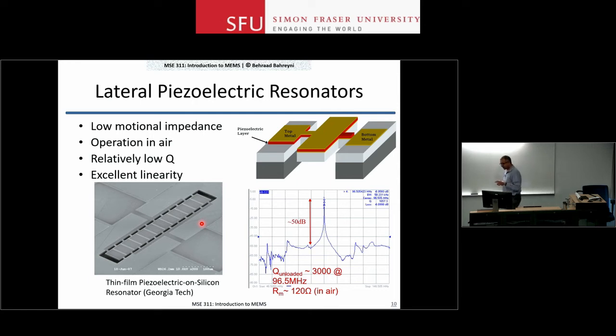But the magic here is that piezoelectric transduction is much more efficient in terms of converting electrical to mechanical energy or vice versa. And therefore, the signal losses through your resonators will be much smaller compared to electrostatic devices. The challenge is that you have to have a piezoelectric material in your process, which, as we said before, is becoming more common nowadays.